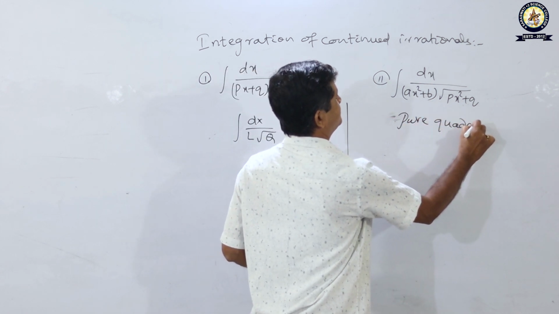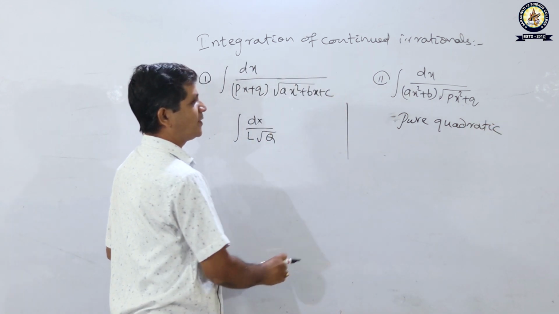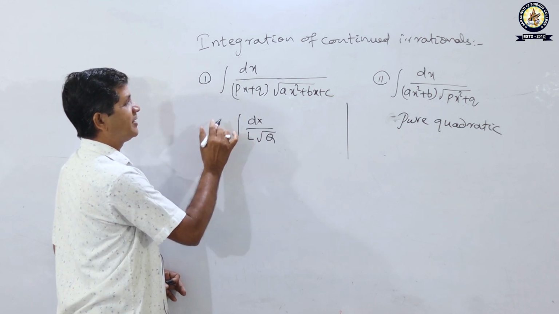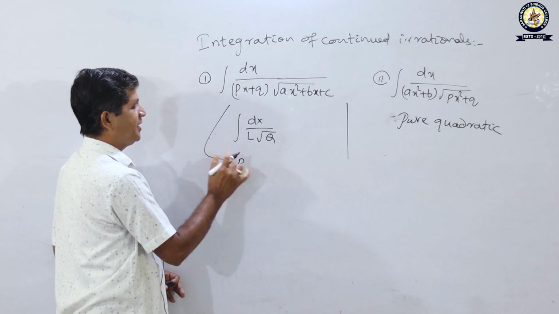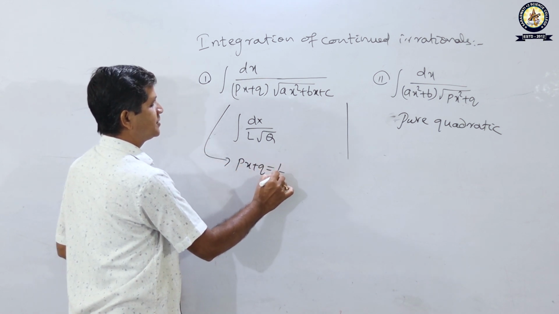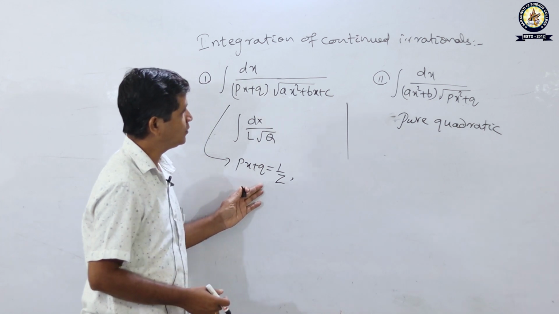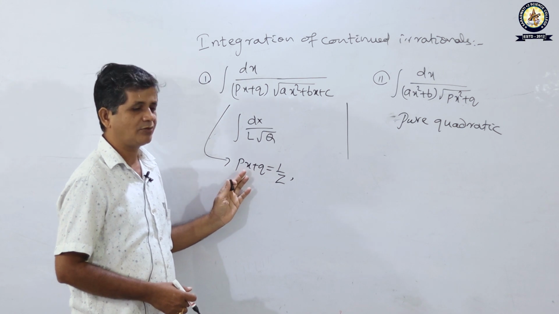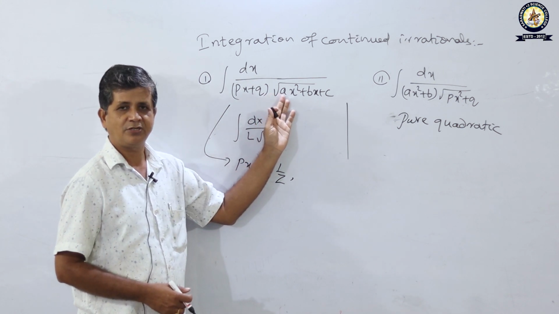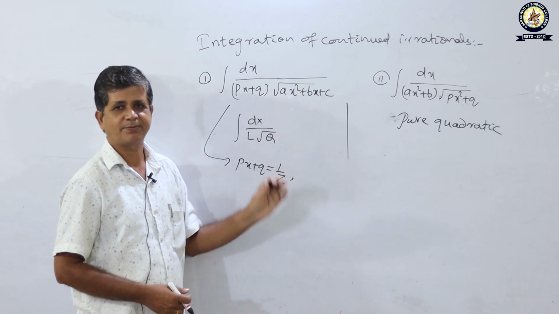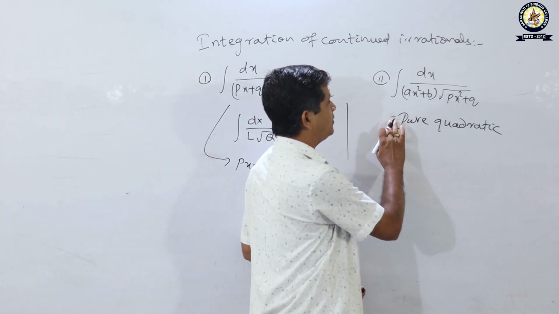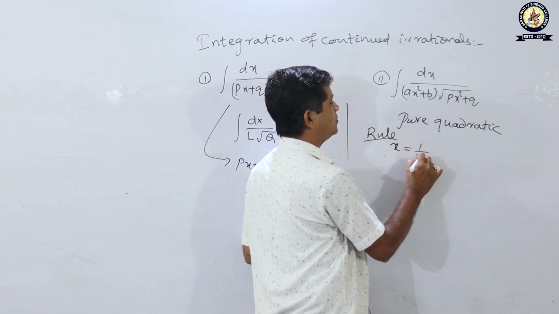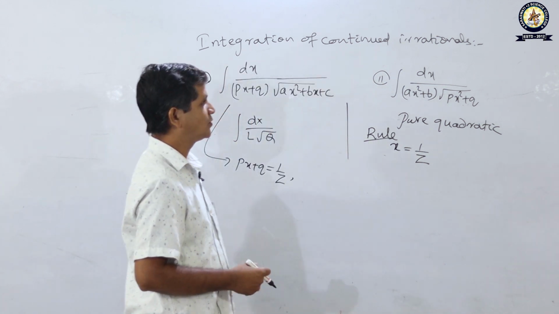What are the rules for this? In case of linear into root over of quadratic, linear will be taken as 1 by z. Px plus q will be taken as 1 by z. From this we find the dx value used in the numerator, and from this we find the value of x, which will be used in the root over of ax square plus bx plus c. Now, in case of pure quadratic, the only rule is put x equals 1 by z.